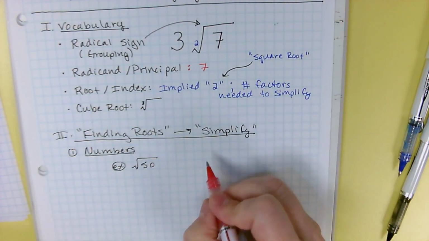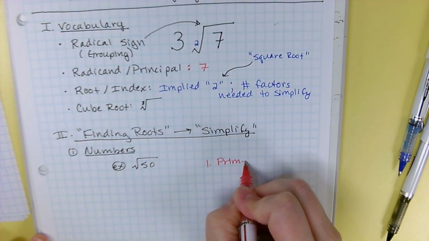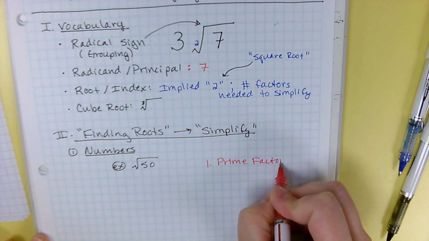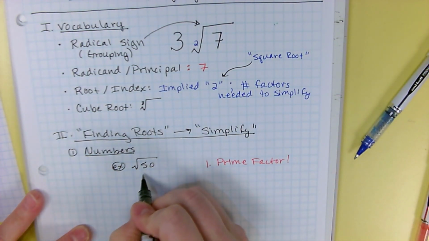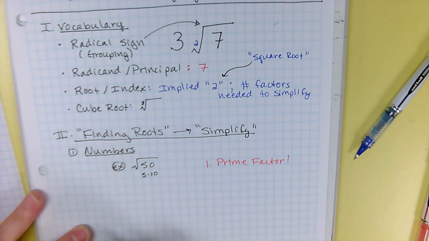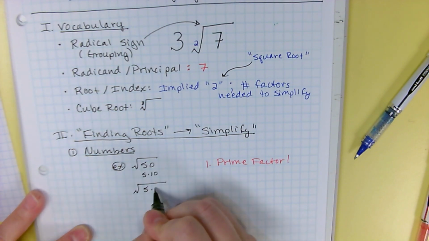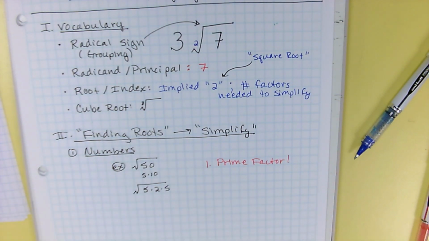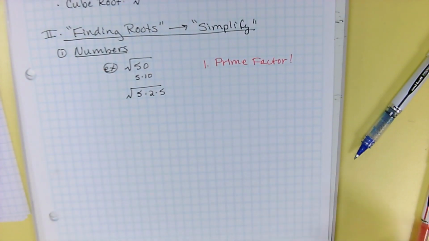So your first step when you do anything really is you factor. In this case, you prime factor, which we've been doing while we were factoring. So, break it down. 50 is 5 times 10. 5 is prime, and then 10 is 2 times 5. So that's prime factored. Move that up a little bit.